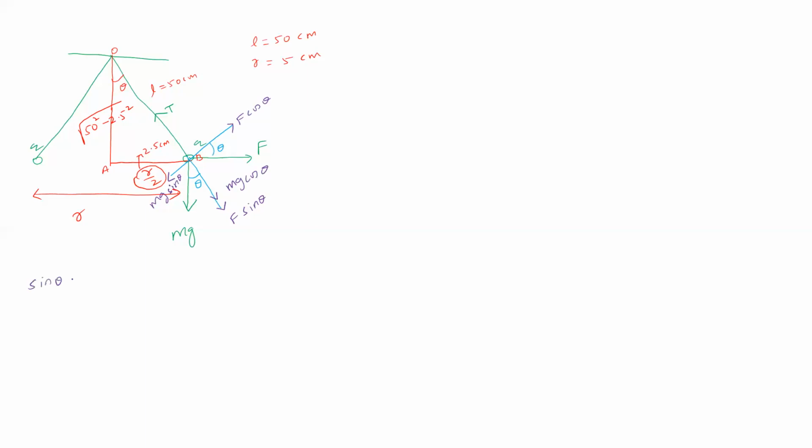Next, listen here. Sin theta value is equal to 2.5 by 50. And the cos theta value is adjacent by hypotenuse. So the adjacent side is square root of 50 square minus 2.5 whole square, divided by the hypotenuse, which is 50. So these are the sin theta and cos theta values we got. Tan theta value is opposite side by adjacent side. Opposite side is 2.5, and adjacent side we take as square root of 50 square minus 2.5 square.